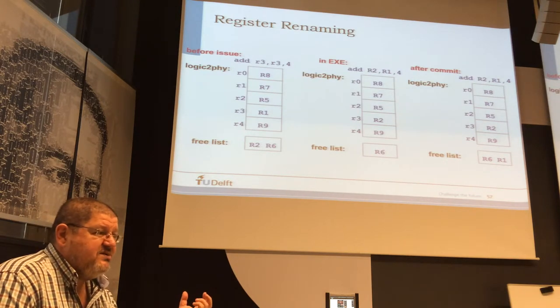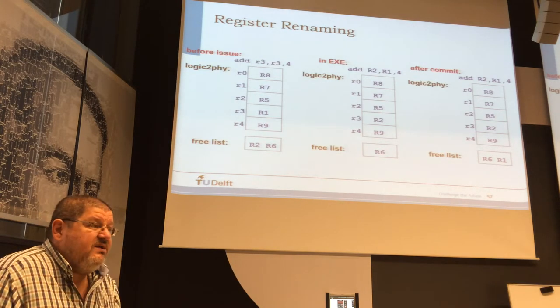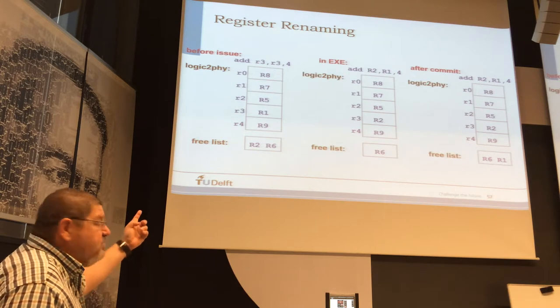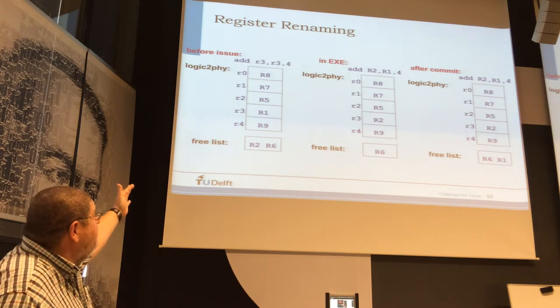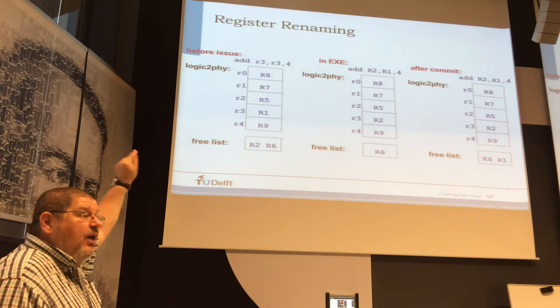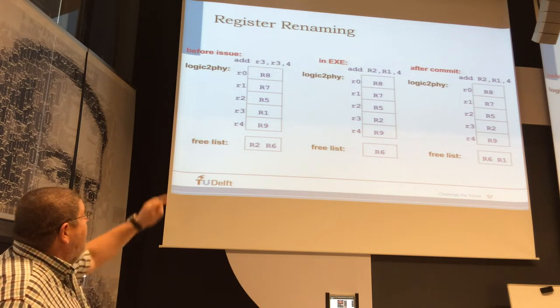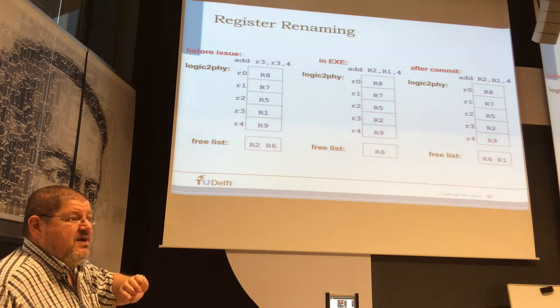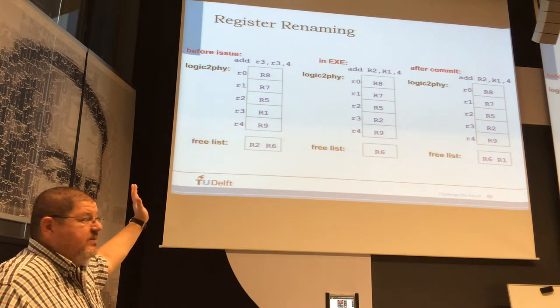Then the output register was taken, I had no assignation for it. So I took a look in the list of free registers, where I had R2 and R6, and I took for R3, as output of the instruction, the physical register R2. Okay? I could have chosen R6 also, it would have been the same.